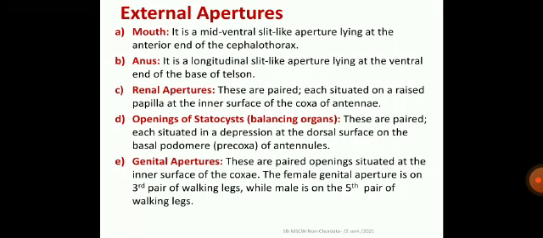Then there are the renal apertures. These are paired and each is situated on a raised papilla at the inner surface of the coxa of the antennae. In fact, in Palaemon, the excretory organs are a pair of antennary or green glands. They lie enclosed in the basal segment of the antennae. Each is composed of a closed sac, a duct and a thin-walled bladder which open outside by the excretory pore or renal apertures, which are paired and situated on the raised papillae at the inner surface of the coxa of the antennae.